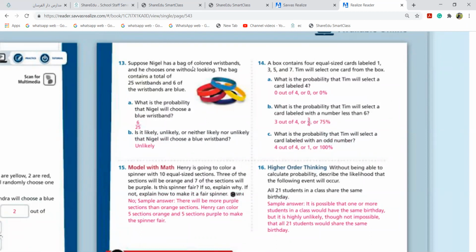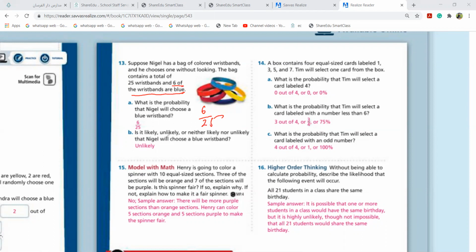Suppose Michael has a bag of colored wristbands, and he chooses one without looking. The bag contains a total of 25. Total has to always be in the denominator. Total always needs to be in the denominator. What is the probability that Nigel chooses a blue wristband? Okay, now how do I know? They told you that 6 of the wristbands are blue. That's why I know it is 6 over the total, that is 25.